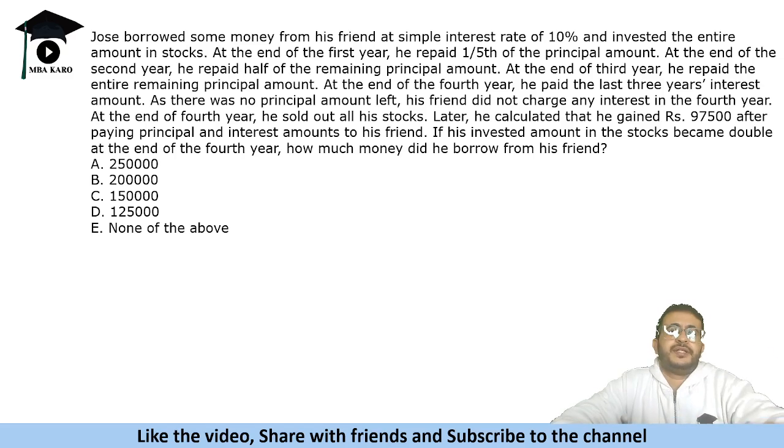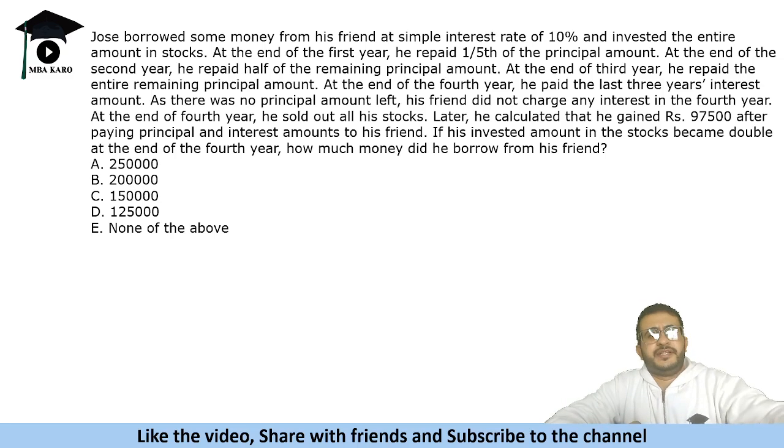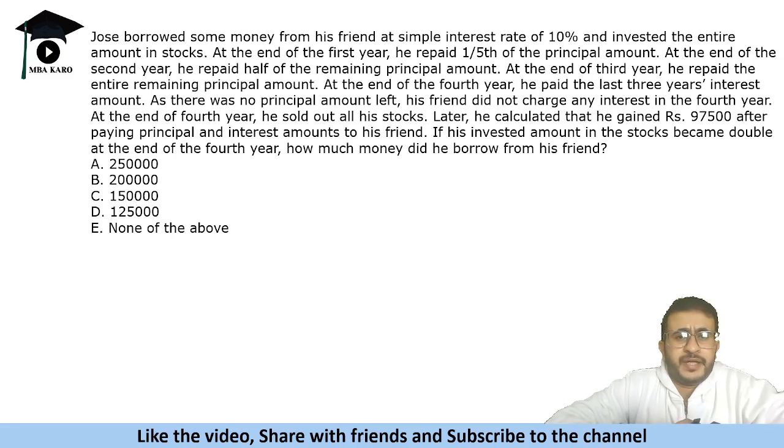Here's the next question. It says Joe borrowed some money from his friend at a simple interest rate of 10% and invested the entire amount in stocks. At the end of the first year, he repaid one fifth of the principal amount. At the end of the second year, he repaid half of the remaining principal amount. At the end of the third year, he repaid the entire remaining principal amount.